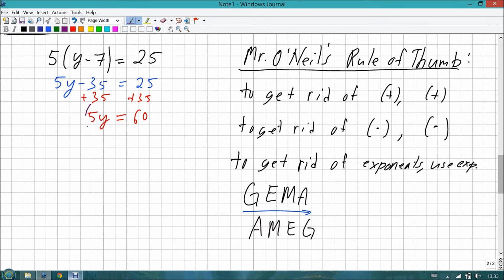And then I would multiply both sides by 1/5 to get rid of the multiplication. In which case the 5's cancel on the left. I'm left with y. And then on the right I have 60 divided by 5, which is 12. And then 12 times 1 is 12. So we have 12.